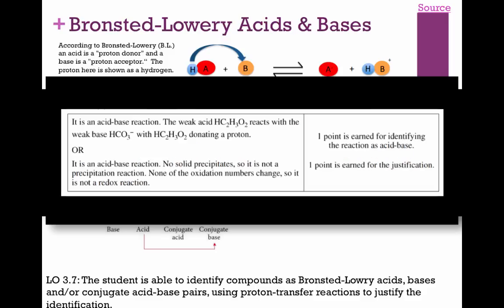So in this case, you got 2 points. One for saying it's acid-base, and then the second point came from a justification. And notice on these scoring guidelines, you could have one of two justifications. You could say the weak acid donates a proton to the weak base, which is HCO3-, or you could say what we said. No solid precipitates, so it's not precipitation. None of the oxidation numbers change, so it's not redox. Therefore, it's acid-base. And that was 2 points.